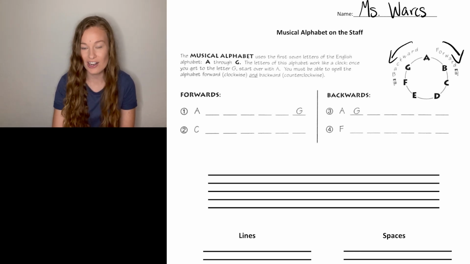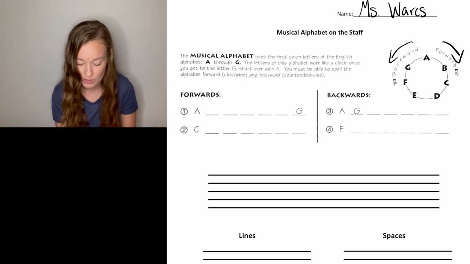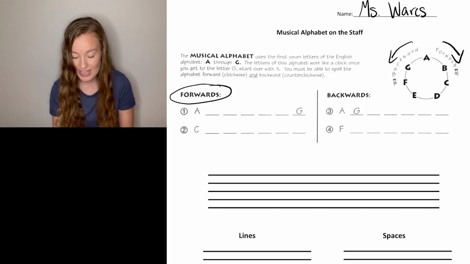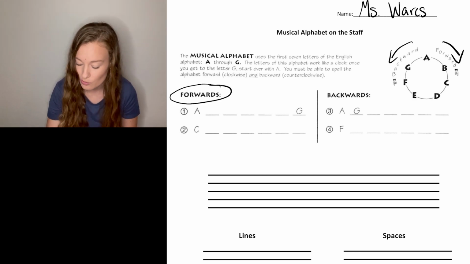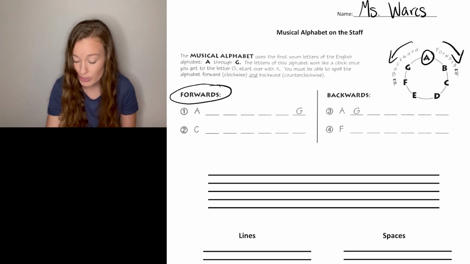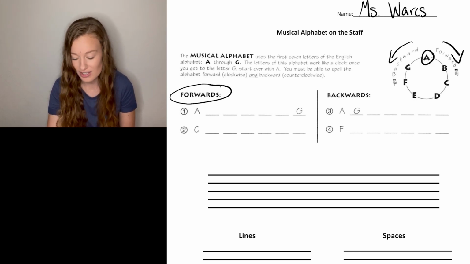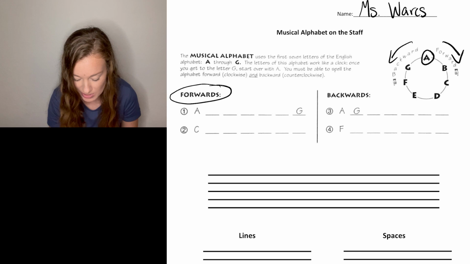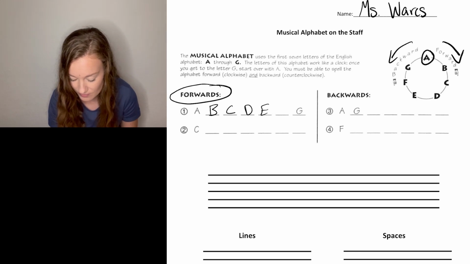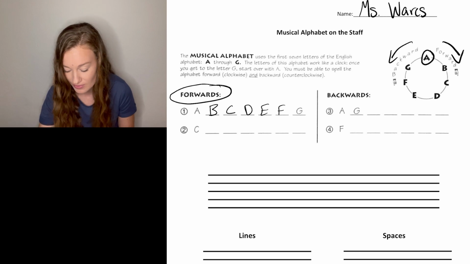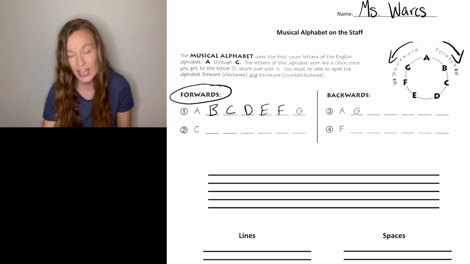So let's take a look at our examples. Over here on the left side, we're going to be going forwards, and they want us to start on letter A. So everybody find A on your clock, and we're going to be going forwards, which is clockwise. After A, we'll have B, C, D, E, F, and then we end at our G. So that's the first example. Let's look at the next one.